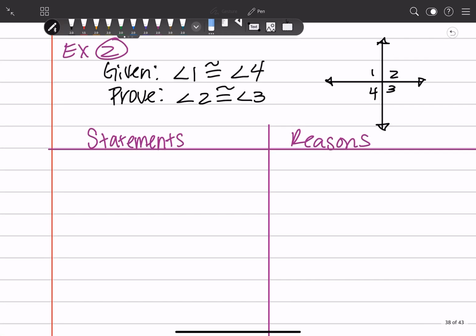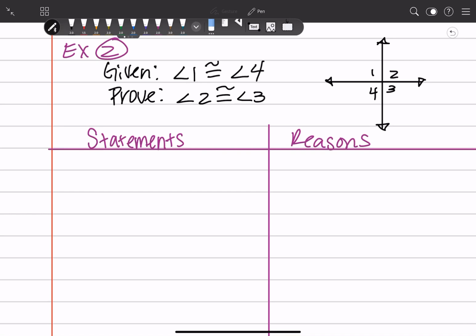All right, so you have been given that angle 1 is congruent to angle 4. Sorry about that, guys. Those are the bells, in case you're missing school.